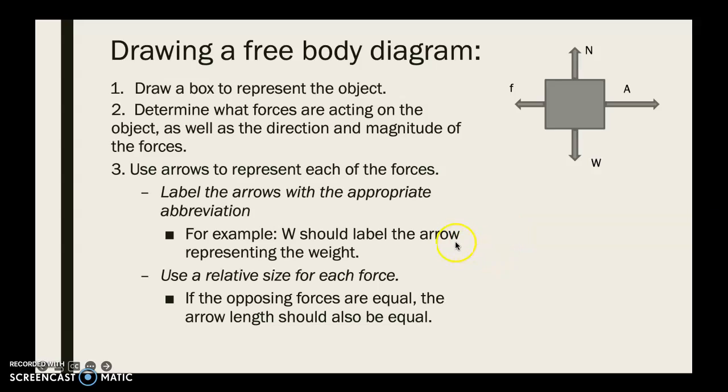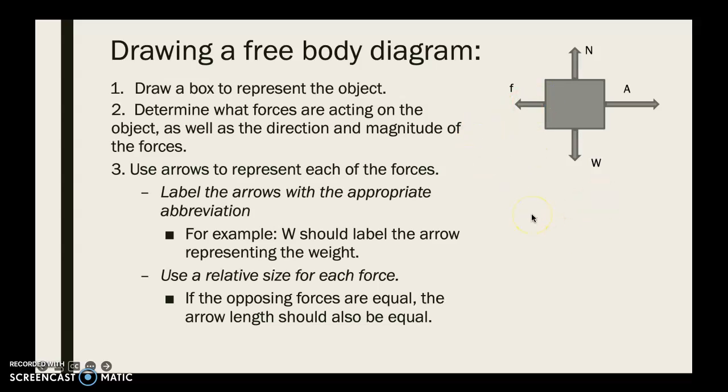And then lastly, you want to make sure that you use a relative size for each force. If my object is being moved and is accelerating to the right, so say for instance it's a car picking up speed, then I would want the arrow for my applied force to be larger than my friction force arrow. When you are drawing these by hand, make sure that they are drastically different so that they're not confused to be similar, and that way I won't confuse it and think that you meant for them to be the same.